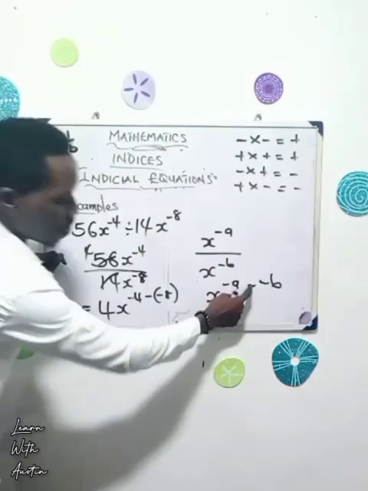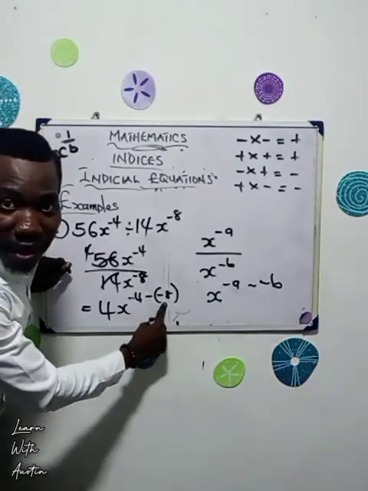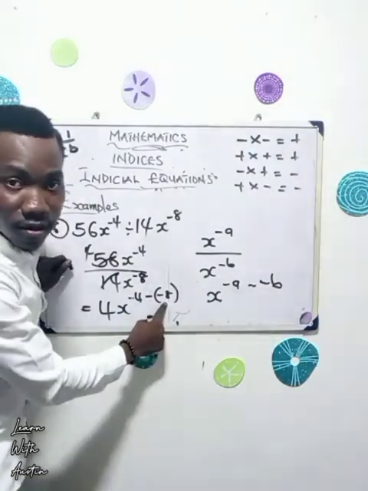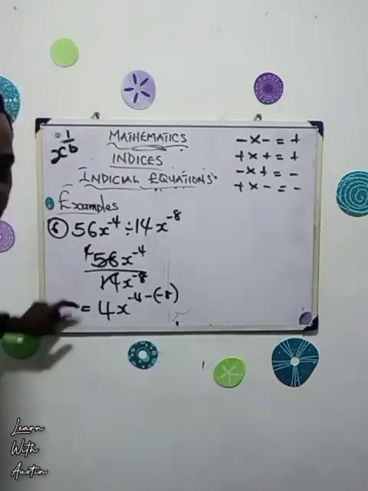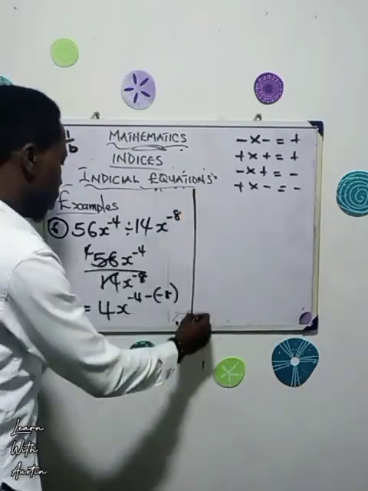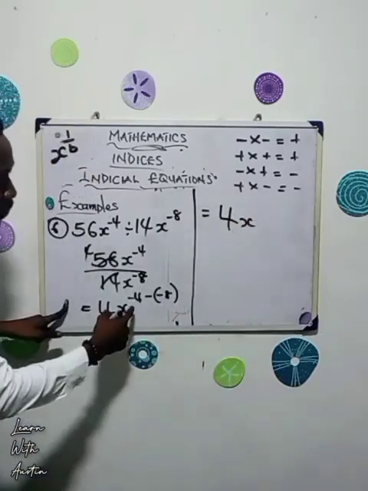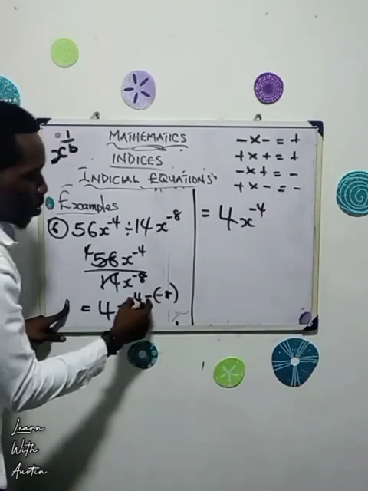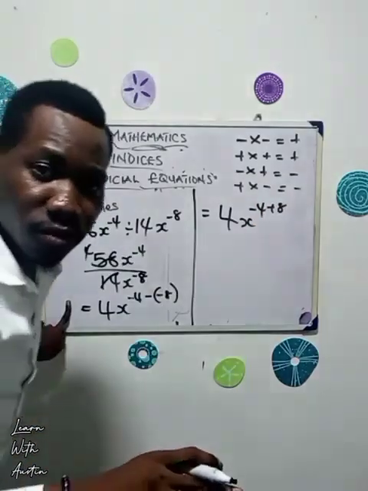So now, minus times minus here will give you a plus. So minus multiplies minus 8 here, alright? So you're going to get plus 8. So we have this now giving us 4x raised to the power of what? Minus 4 plus 8. Understood?